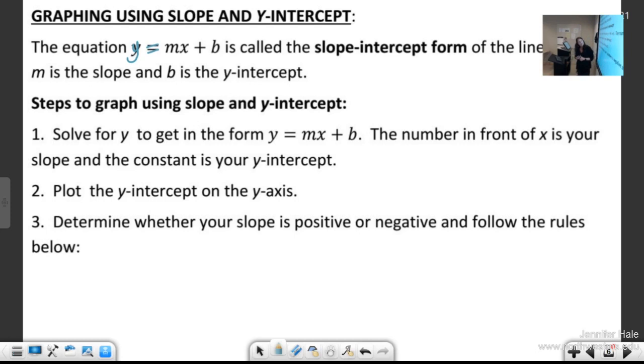Okay? So you're going to have a number in front of your x, and then you're going to have a b. The number in front of your x is your slope. The plain number, the constant, is going to be your y-intercept, and we're going to use those two values to graph this line. Okay? So I gave you steps. I want you to put a big star right here by step 1, where it says solve for y. Make sure you do that. All right, so again, the number in front of your x is your slope, the constant is your y-intercept, and then we'll go through how to graph it.